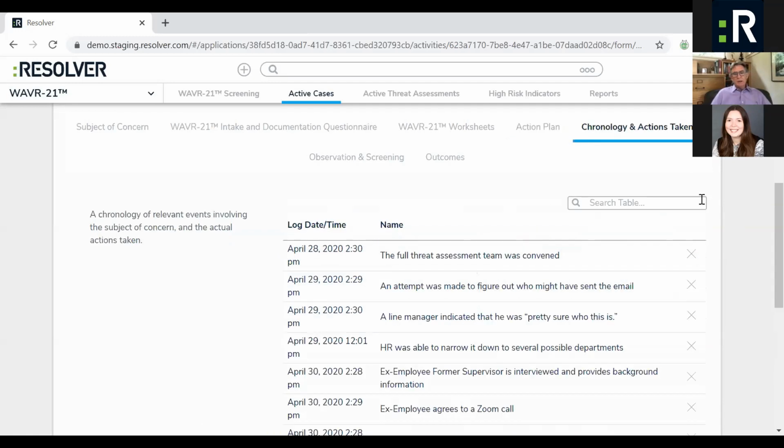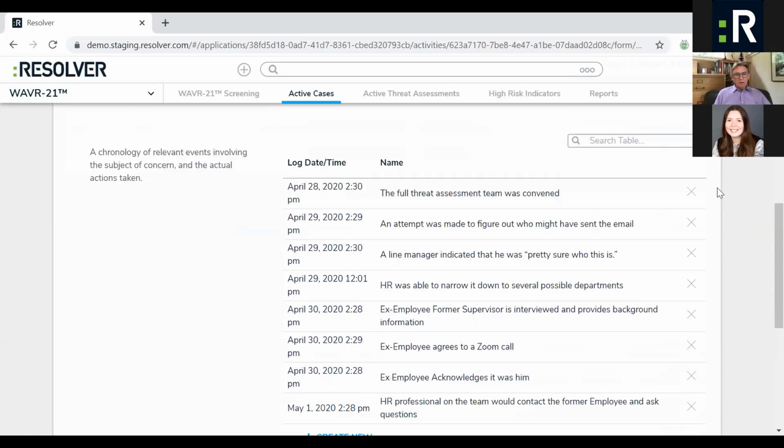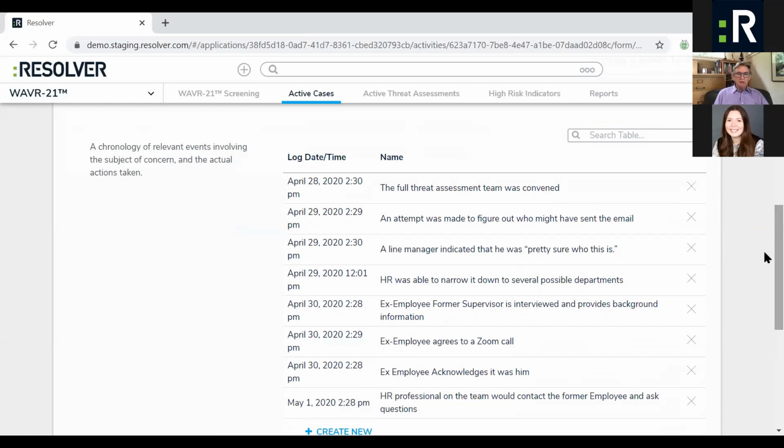You can see how valuable that is, so that things don't fall through the cracks, which is a process issue with case management. So here's the larger chronology and actions taken. And you can see how it started on the 28th of April, goes down to May 1st. And these are the actions taken.